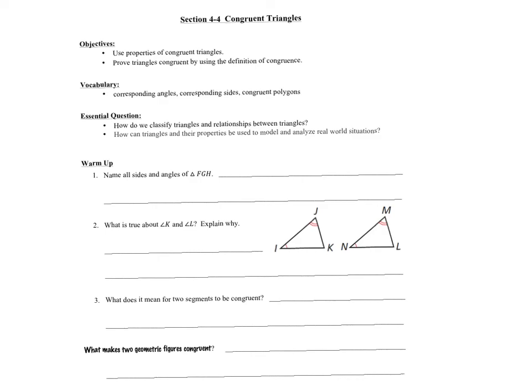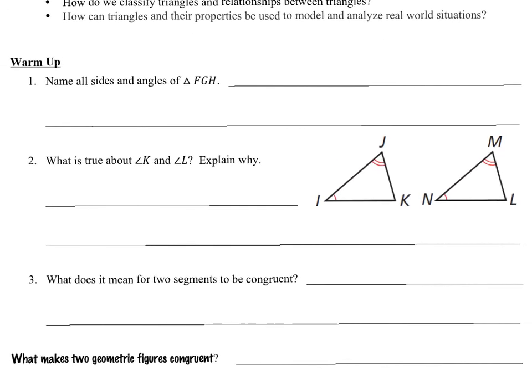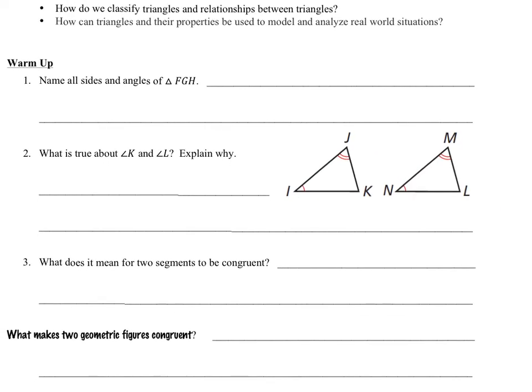This is 4-4 congruent triangles. So let's start with the warm-up. Number 1, name all sides and angles of triangle FGH.